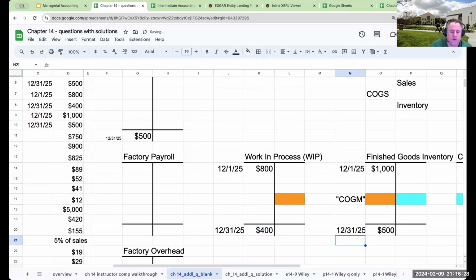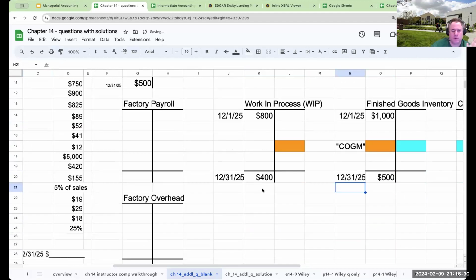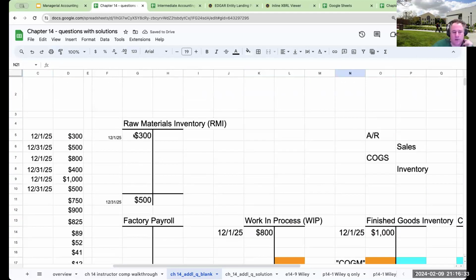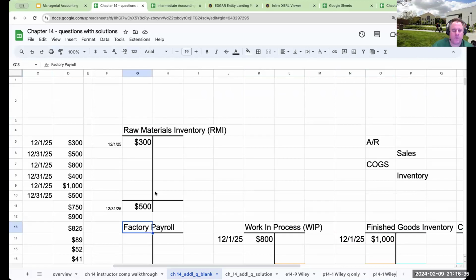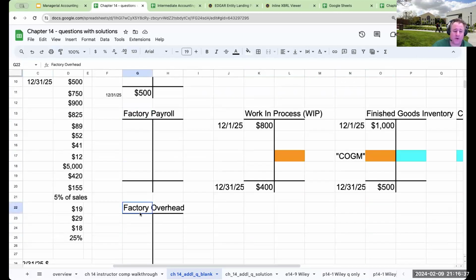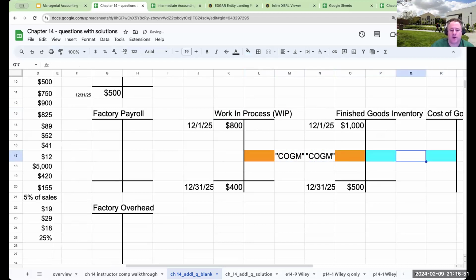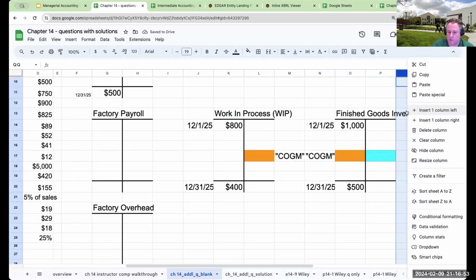Okay. So the first thing I want to do is write out the T accounts: the raw materials, payroll, factory overhead, meaning what's going into our production. This is going to then go to work in process when we put these things together. It's then going to go to finished goods inventory, or what we call our cost of goods manufactured. And then it's going to finally go to cost of goods sold.